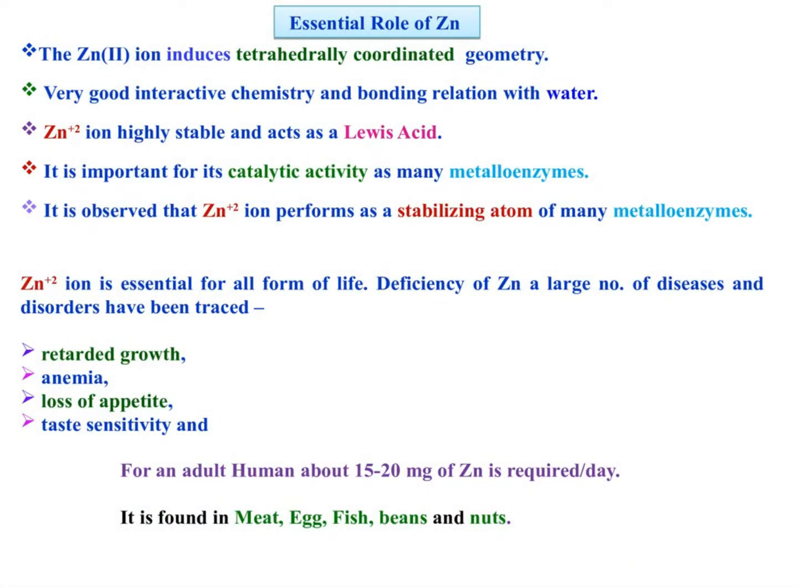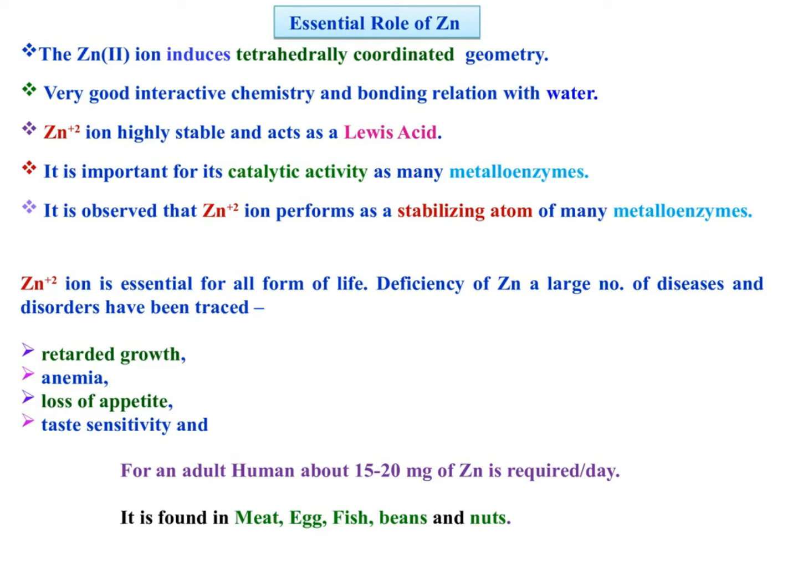Next, in this slide we will discuss another important part: why nature chooses zinc(II) in the active site of the enzyme carbonic anhydrase. So what is the importance of zinc? These are the points. Zinc(II) induces tetrahedral coordination geometry, and we also know the enzyme carbonic anhydrase adopts tetrahedral geometry.